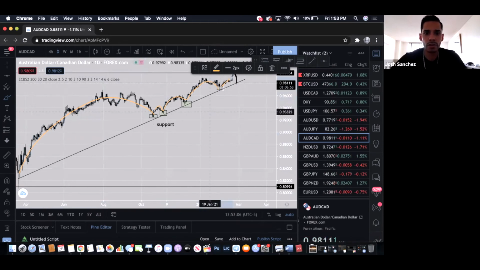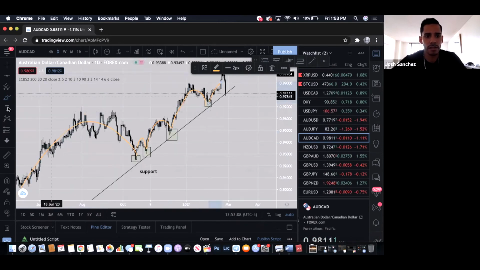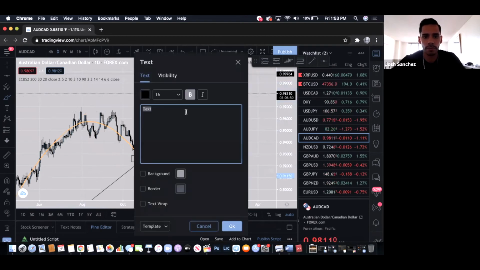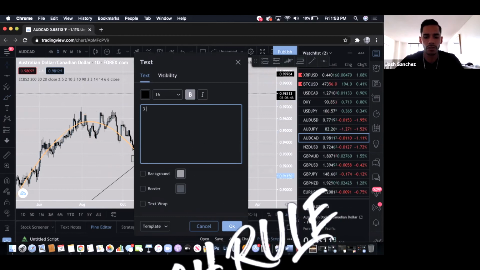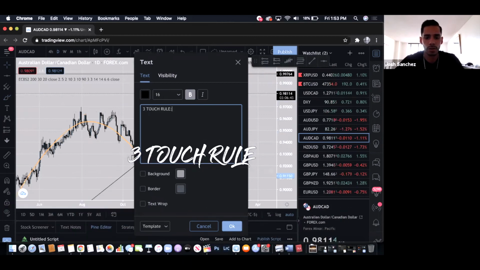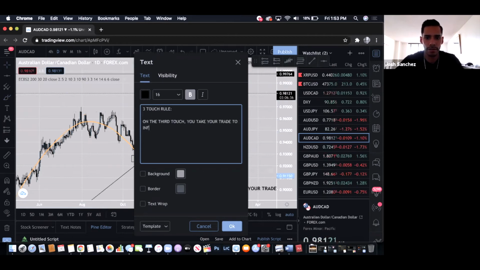The reason why I show you guys this is because there's something that I like to call the 3-touch rule. When trading on MT4, we follow the 3-touch rule, which is on the 3rd touch, you take your trade to infinity.